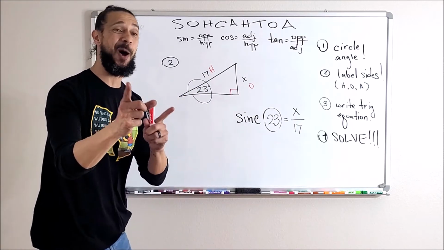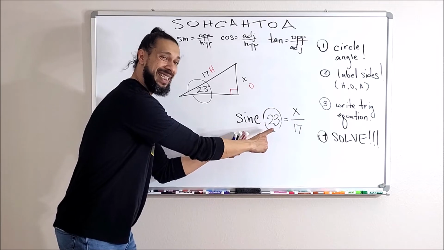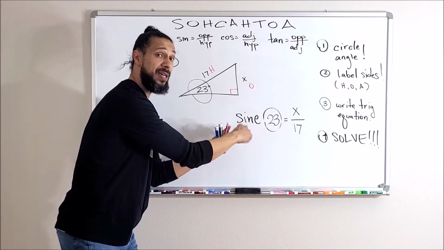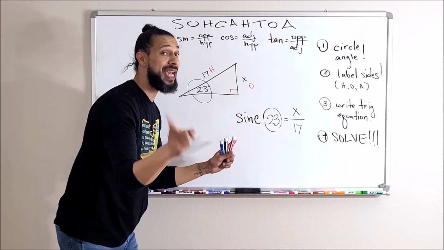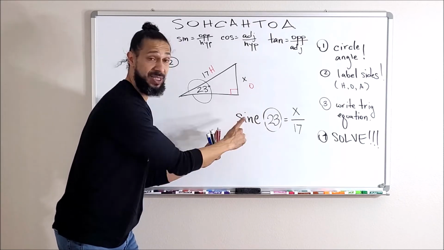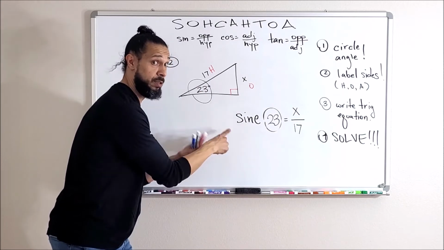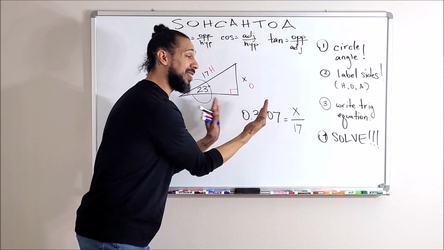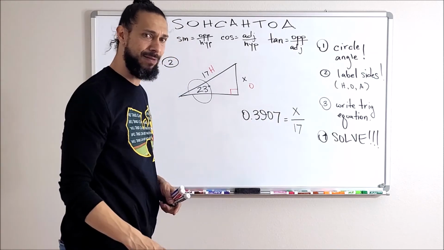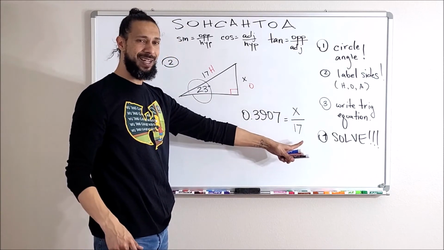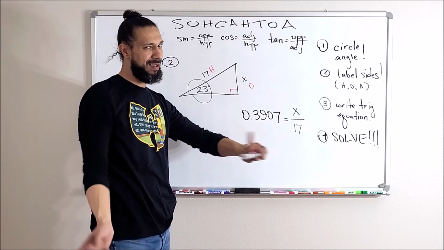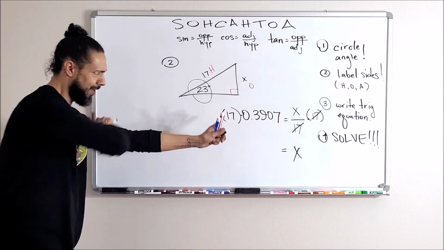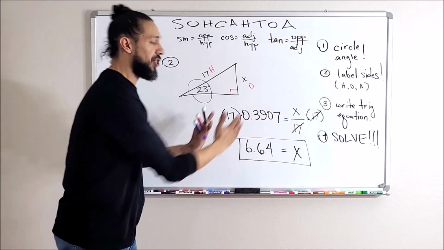Remember this part, we get this out of our calculator. I'm going to type in sine 23. Make sure your calculator is in degrees mode. It should come out like this. So now that I've turned sine 23 into a decimal, that's an algebra equation to solve. I've got 17 on the bottom and I need to get rid of it. Don't I multiply both sides?